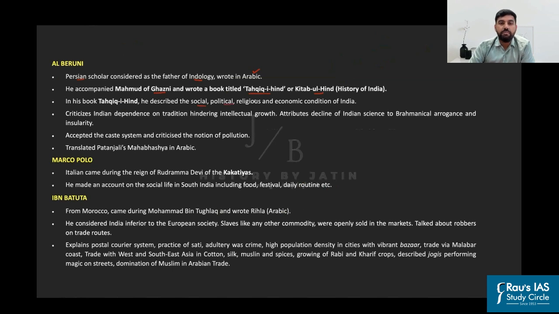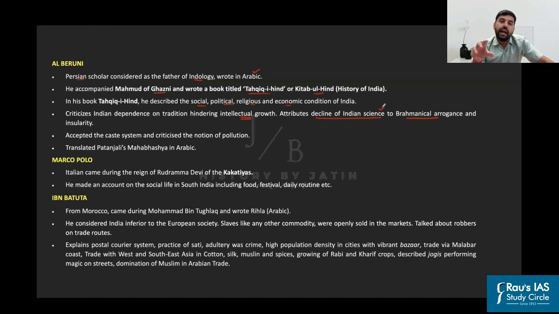He described the society, polity, religion, and economy. He criticized Indian dependence on the caste system, hindering intellectual growth. For this, he says, it is Brahmanical arrogance. Look at what Al-Biruni said, please listen carefully. Al-Biruni says that because the Brahmins dominated Indian society, they do not allow others to get an education. When they do not allow others to get education, they hinder the intellectual development of the society. That's why it declined. And because of this, Indian sciences are not developing.